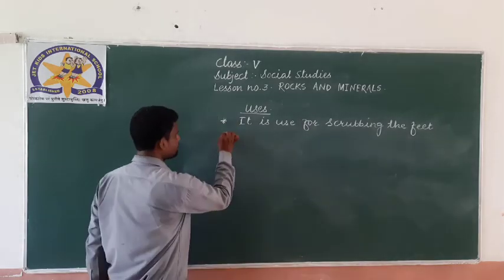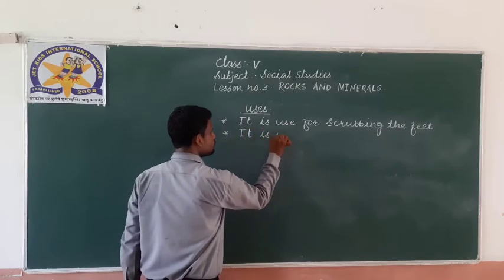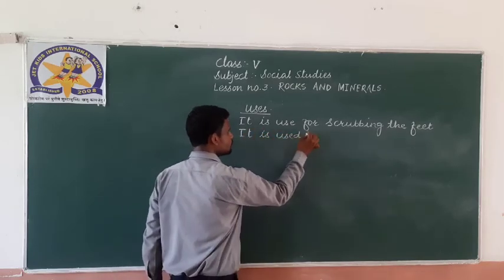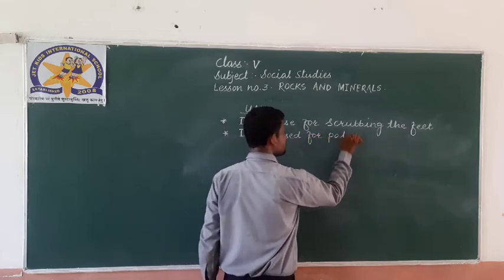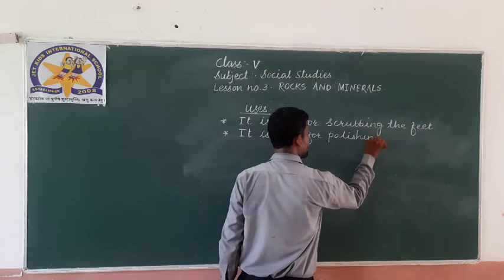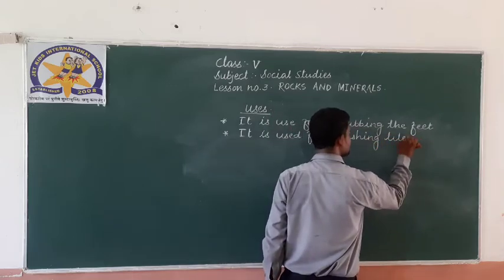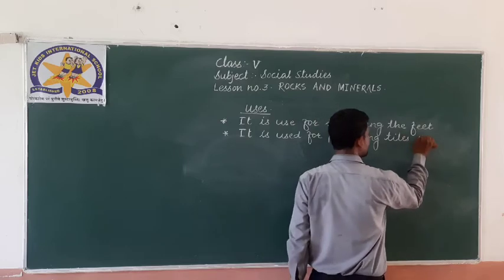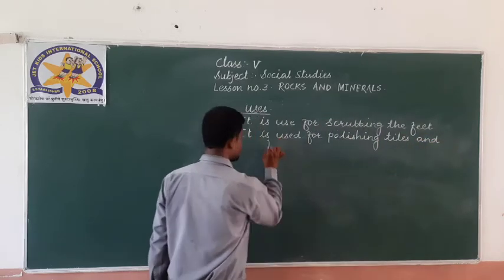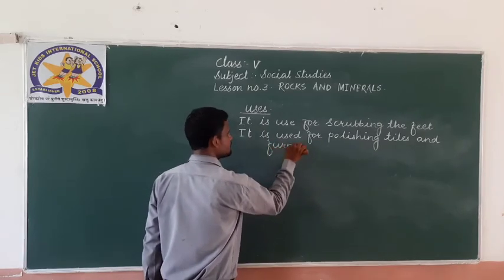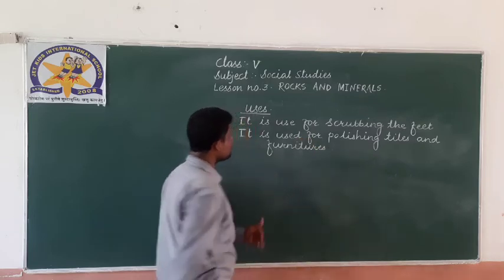Okay. After that, it is used for polishing tiles and furnitures. Different furnitures and tiles are polished with the help of pumice rock.